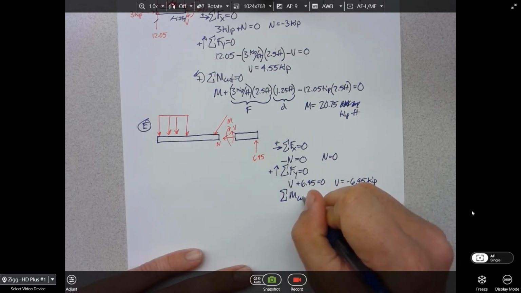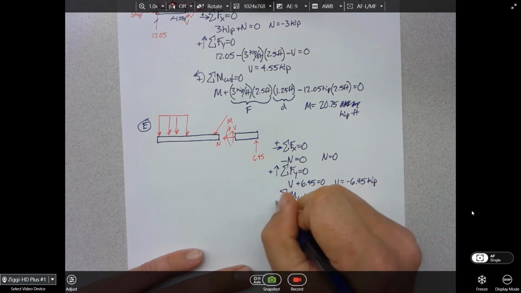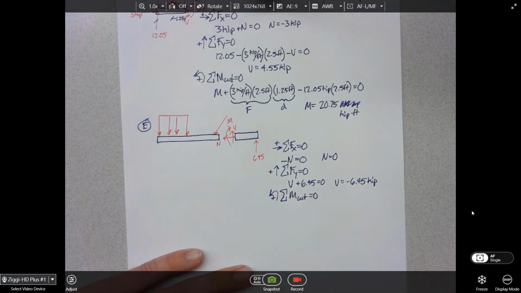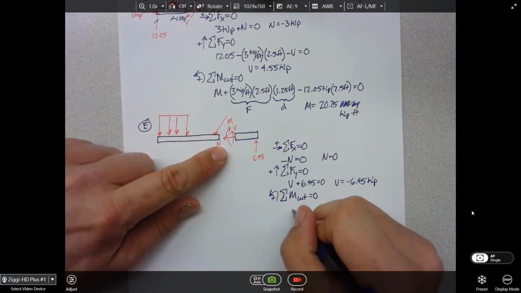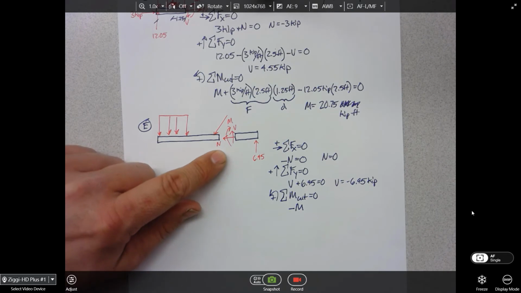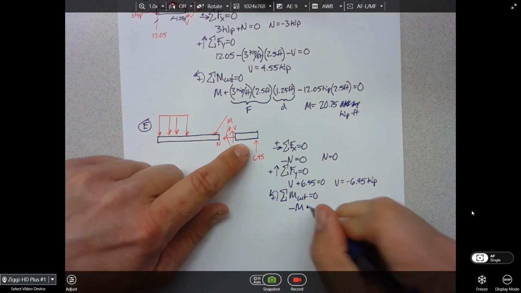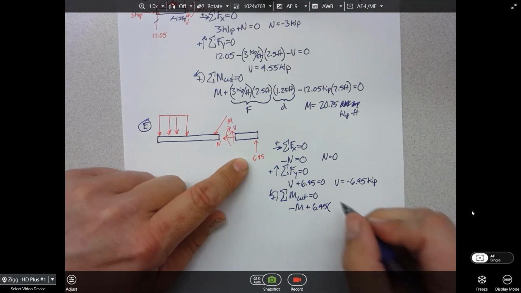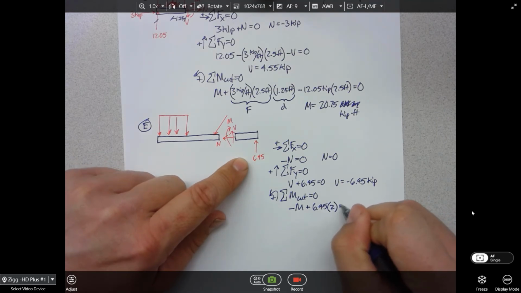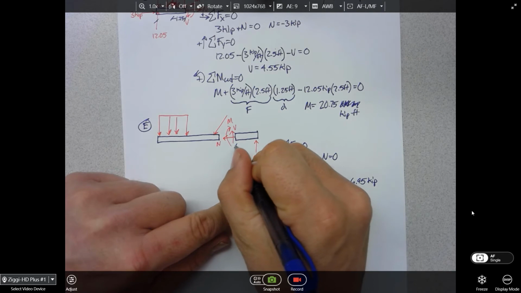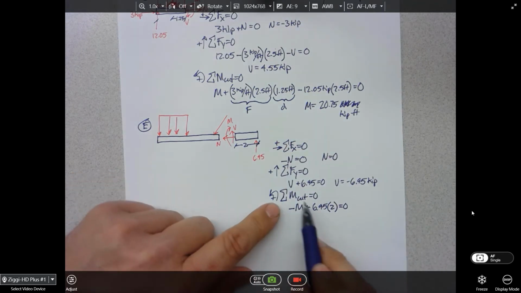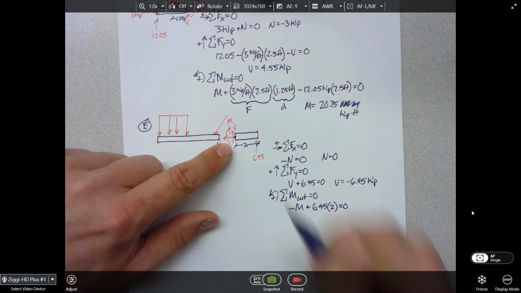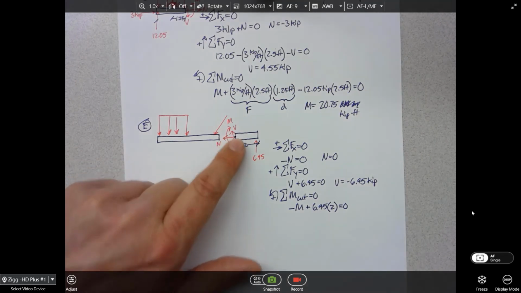And the sum of the moments about the cut equals 0. Counterclockwise is still positive. But how I have this drawn, I'm going to have a negative moment plus 6.95 times 2 equals 0. That's because this is 2. I'm always summing the moments about the cut here, so that eliminates the shear and the normal.